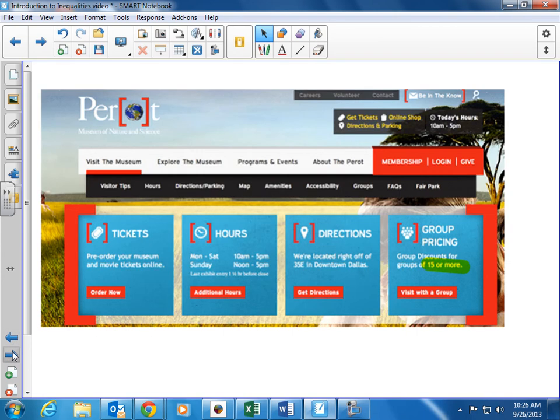Let's see what my third one was. This one was from the Perot Museum. It doesn't really fit with my theme, but that's okay. It doesn't have to. They can be all random pictures. I noticed that when you go to the Perot Museum, there is group pricing. If you have 15 or more people in your group, you're going to get a special rate. So that 15 or more, I can represent as an inequality. That's a third inequality.